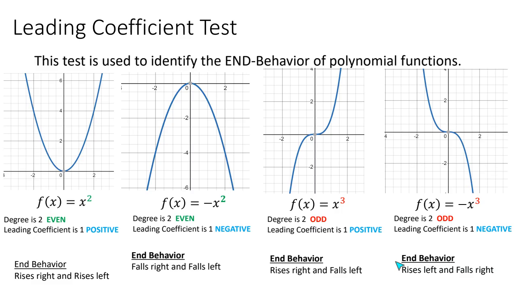Now, oppositely, on this last graph, again we're dealing with an odd function or odd polynomial because my degree is 3. Here, my leading coefficient is negative 1. So the end behavior based on the leading coefficient test for an odd function is that it's going to rise on the left and fall on the right. Again, if I'm reading my graph from left to right, you see that it just continues going down. So this is what's called the leading coefficient test for polynomials, and knowing this information will allow us to graph these polynomials. So let's go ahead and look at some examples.